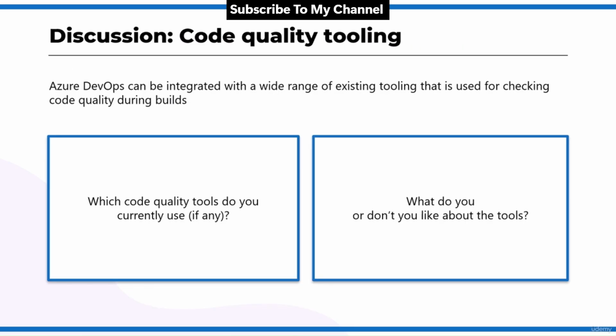Now, something I have to mention is that you should discuss this with your team when you're migrating to Azure DevOps, which can be integrated with a wide range of existing tooling that is used for checking code quality during builds. What kind of code quality tools are you currently using in your organization? You should make a list of these and understand them. Then, what do you like or not like about those tools? Maybe you can find a better alternative to those tools in your organization.